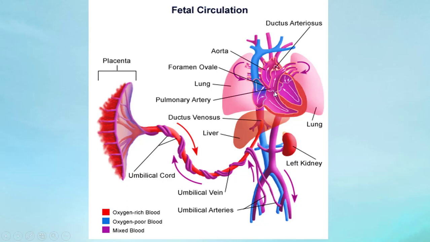And in the lungs, from the pulmonary artery, some part of the blood goes to the lungs for the maturation and growth of the lungs, not for oxygenation, because the fetus is not able to purify that blood. So this is the fetal heart circulation.